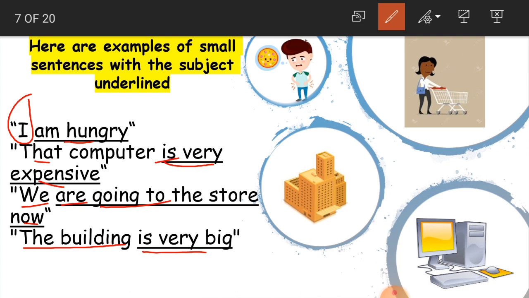The building is very big. So now you have got how the sentence is. You have got a subject. You have got a predicate. That is a phrase. Clear, children?